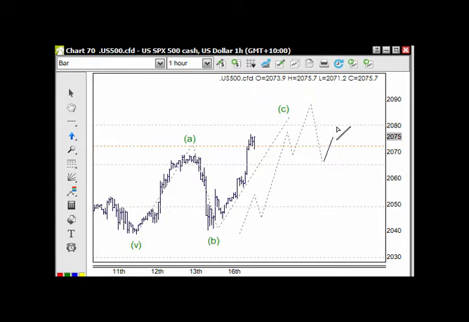But let's see if we get a corrective pattern here on the pullback, and also secondly, will we have support on group 2? 65, 72 and 80, very important, and more so important is the 72. So if we can develop a nice support on the 72, then that's going to help us to the upside as well. So these numbers become important in terms of trading.